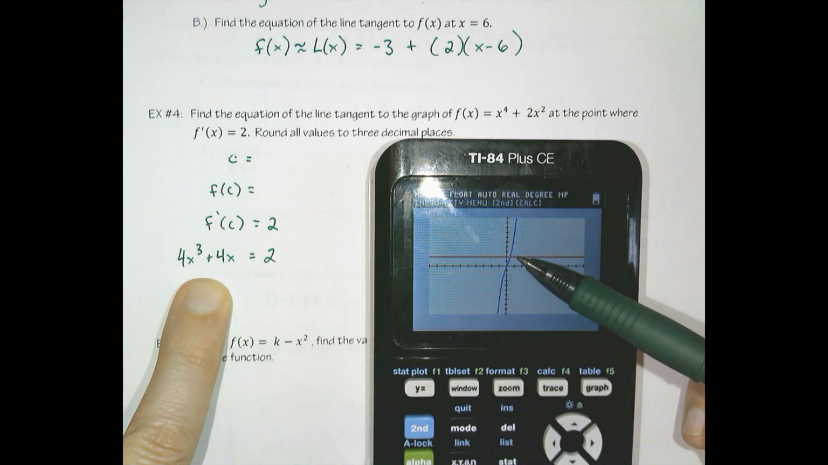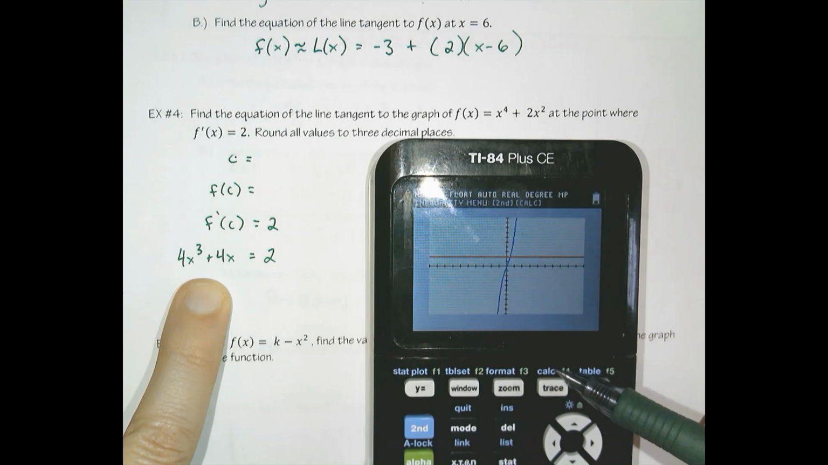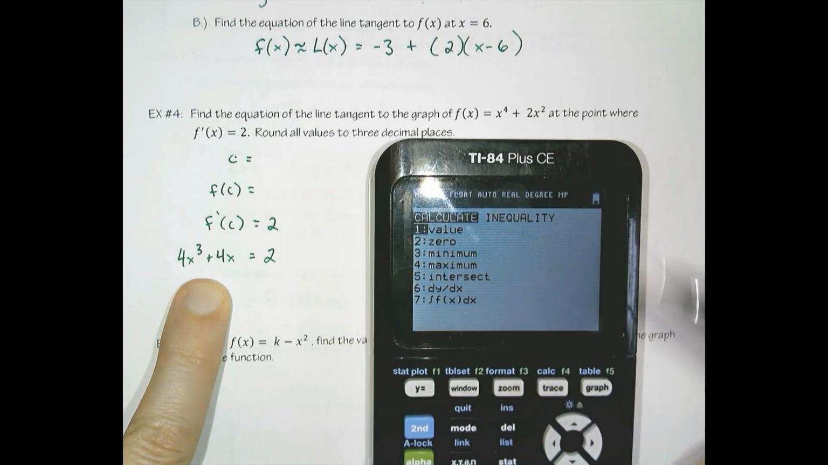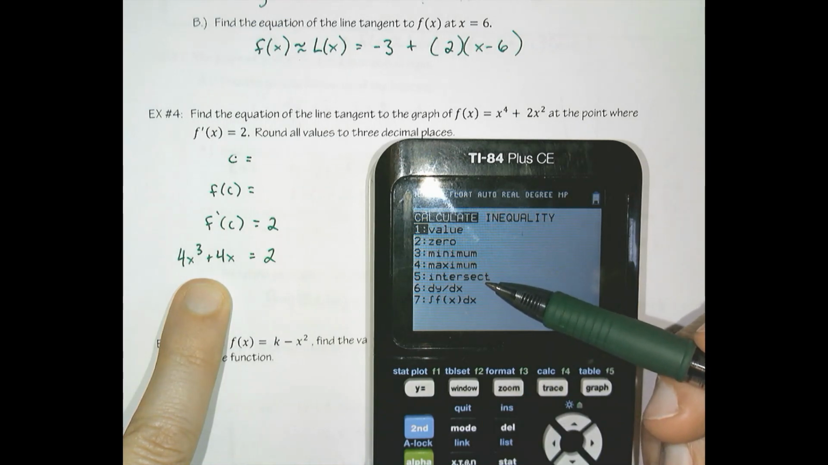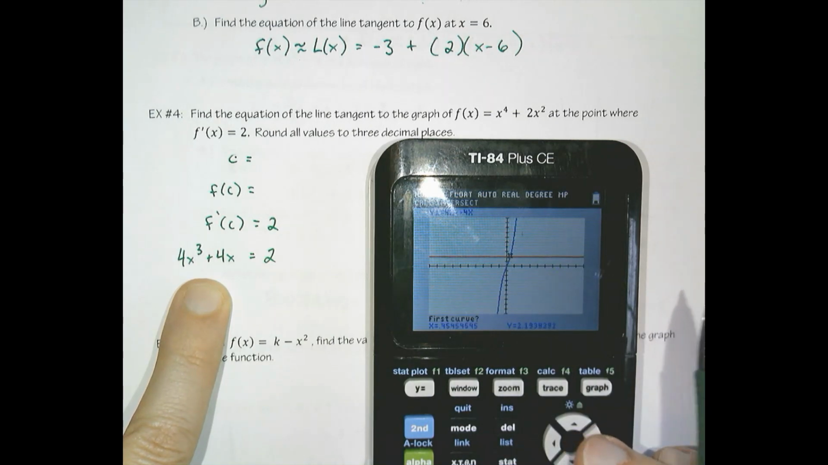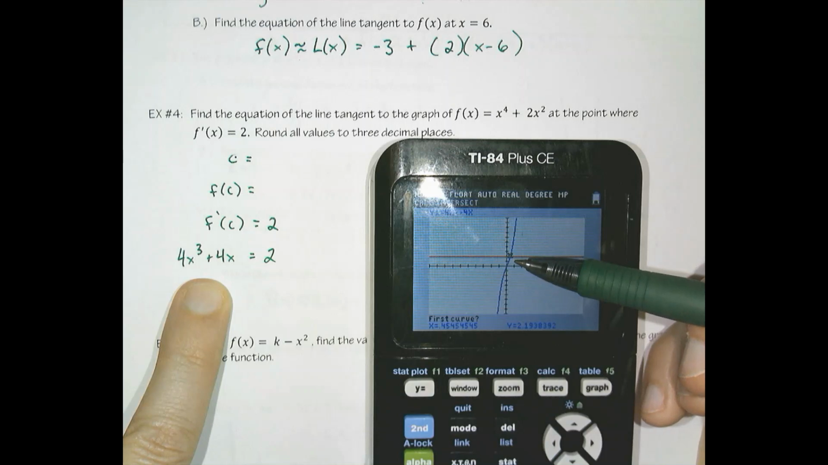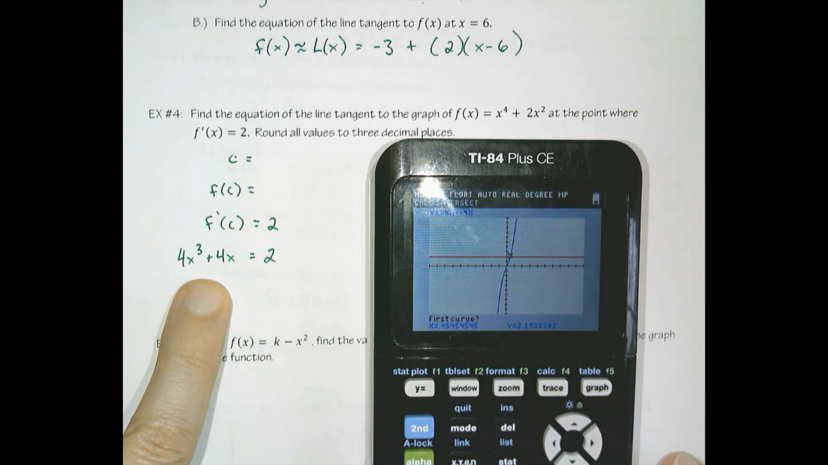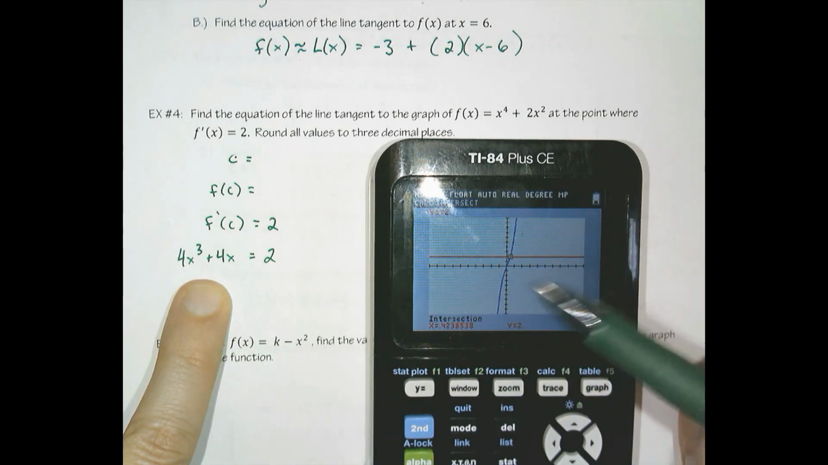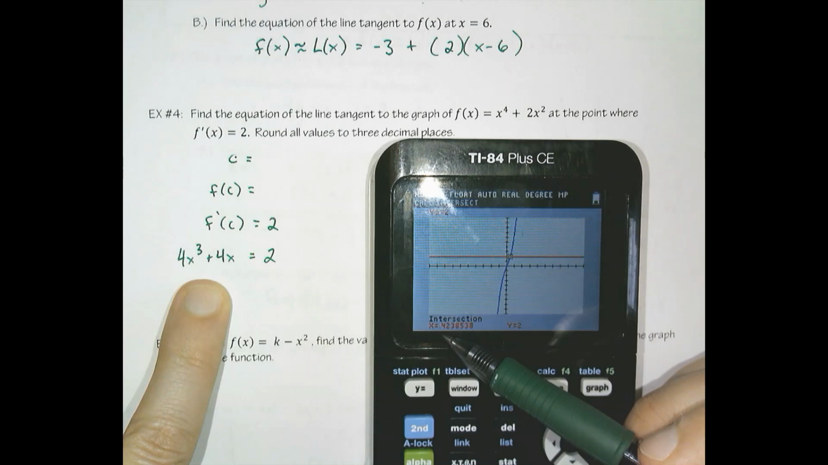So if I want to know the exact value of the intersection, I'm going to do a calculate intersect. So press second trace or second calculate, and we want to find where the intersection is. So that's option number 5. And I'm going to move my cursor pretty close to the intersection, and then if I only have two functions graphed, I just press enter 3 times. My first enter says the blue curve is the right curve, my second enter says the red curve is the right curve, and then the third time I hit enter is the guess. And we find an intersection right there at 0.423.